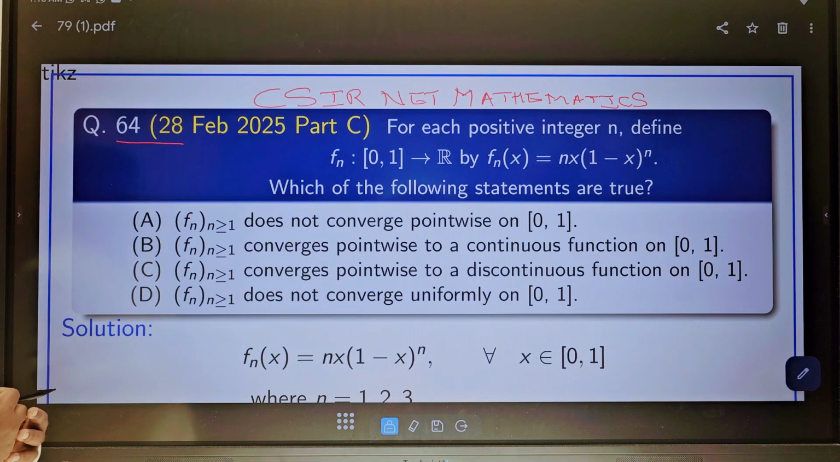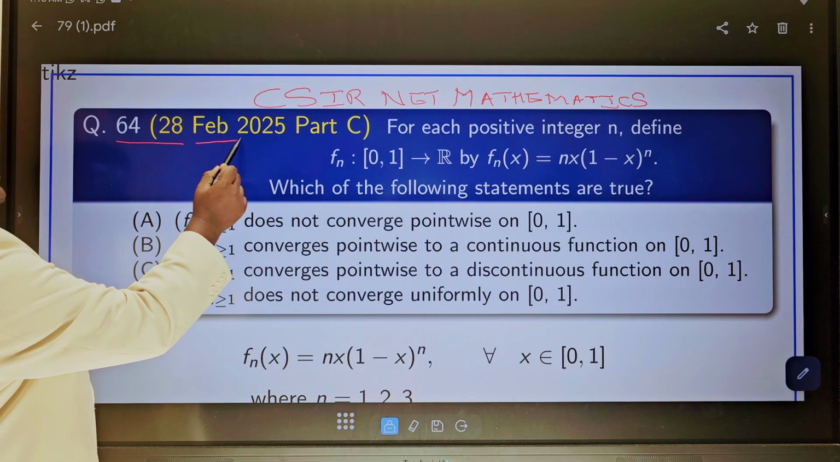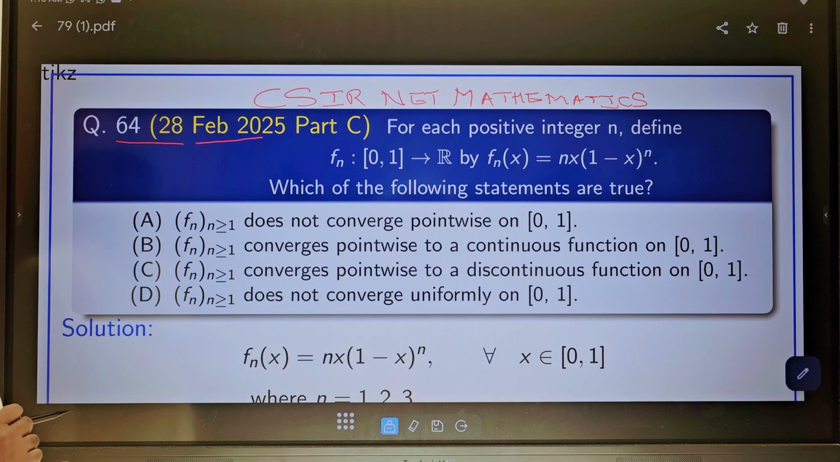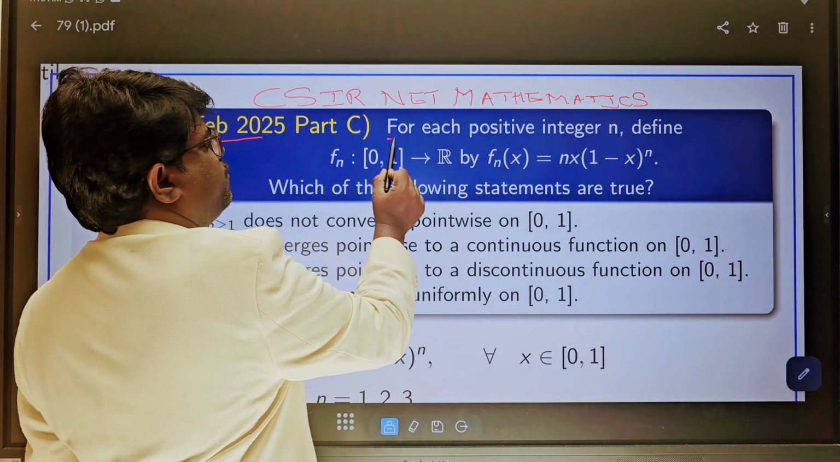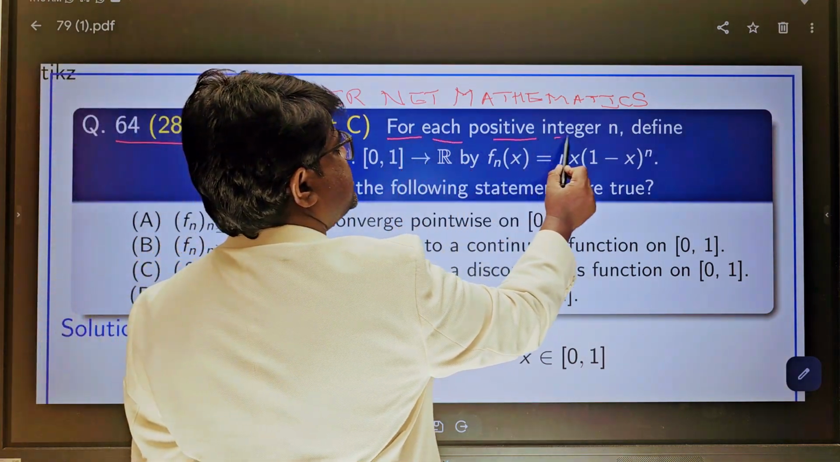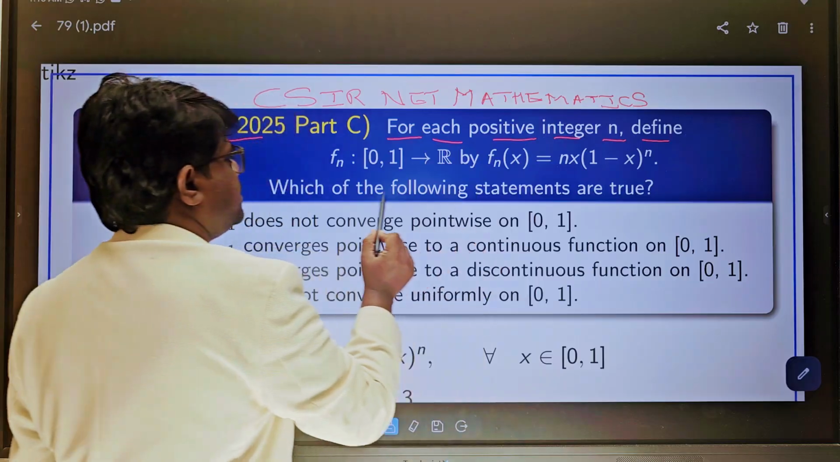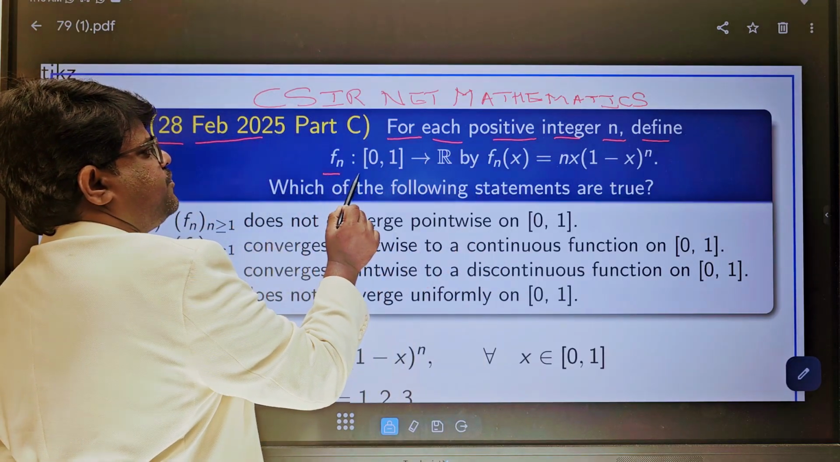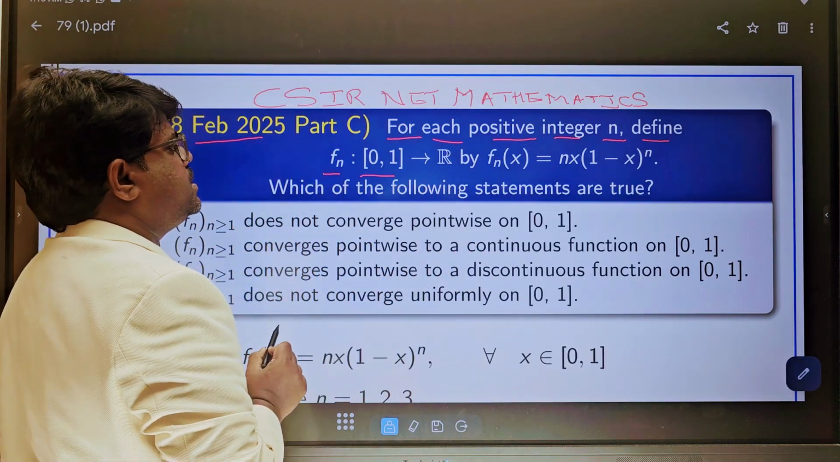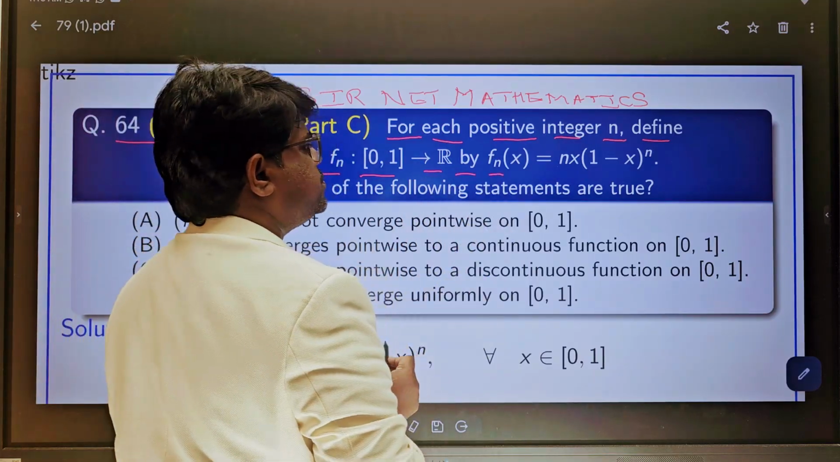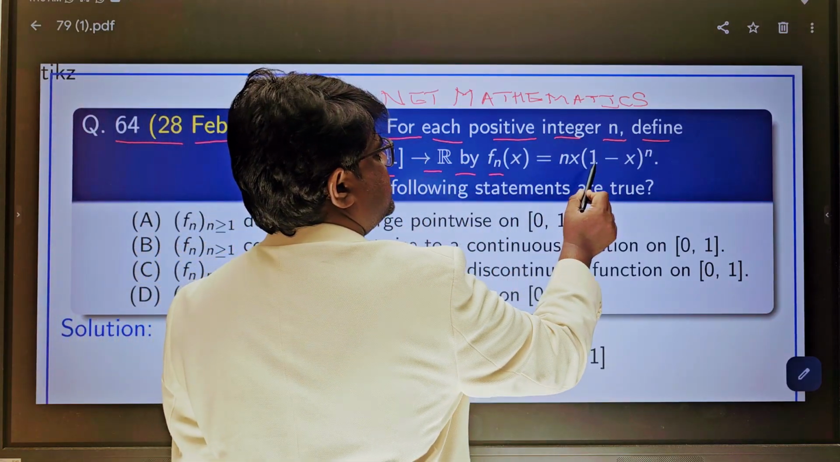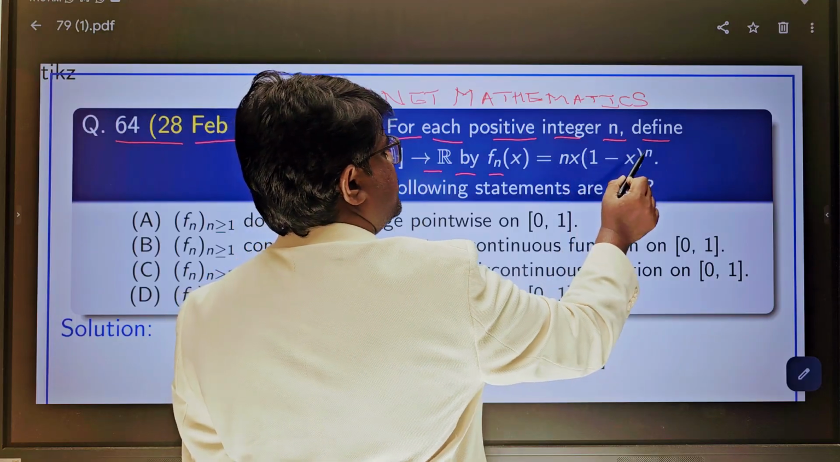First, understand the problem. It was asked in February 2025, part C, question number 64. For each positive integer n, define fn as a function from the closed interval 0, 1 to R by fn of x equals n times x times (1 minus x) to the power of n.